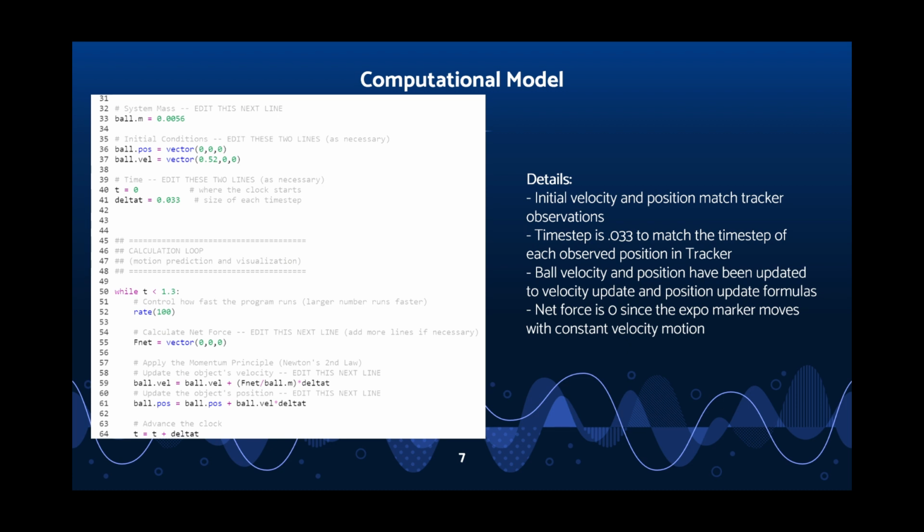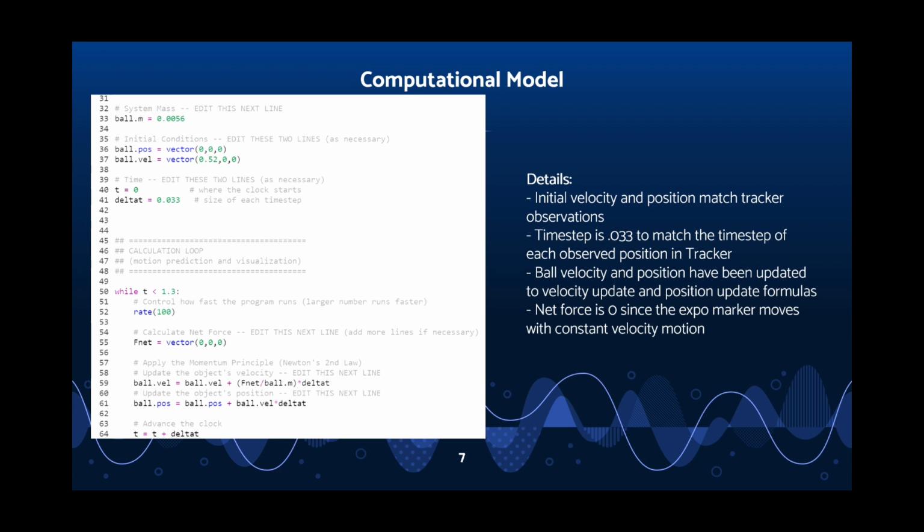First, I updated the velocity and position equations to be the velocity and position update formulas, which are velocity equals velocity plus net force divided by mass times delta t, and position equals position plus velocity times delta t. Then, I changed the net force to be the zero vector since I am assuming the expo marker moves with constant velocity, and as previously mentioned, an object moving at a constant velocity has a zero net force.